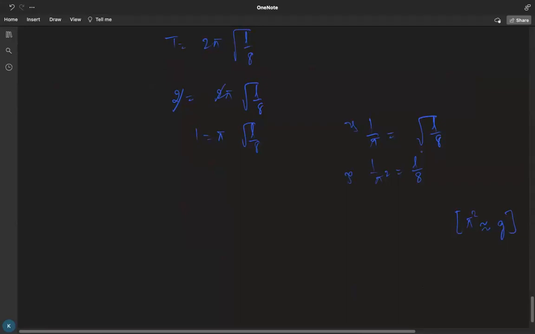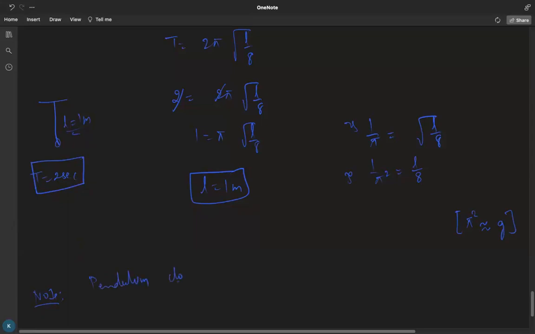So here the length is equal to 1 meter. If you take a simple pendulum of length 1 meter, its time period is actually 2 seconds. You have to note one thing: the pendulum clock of time period 2 seconds.